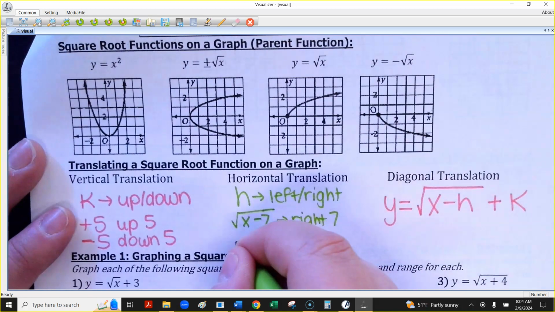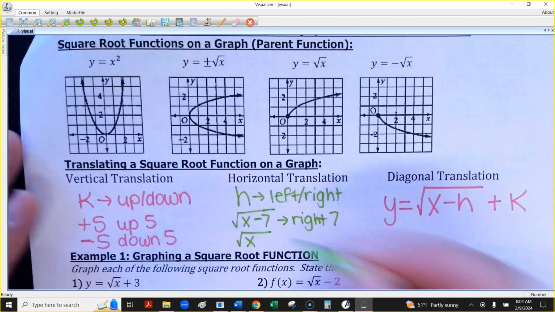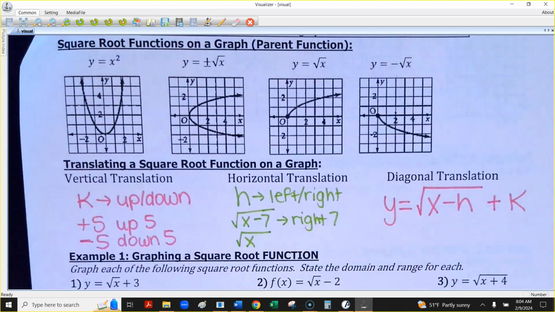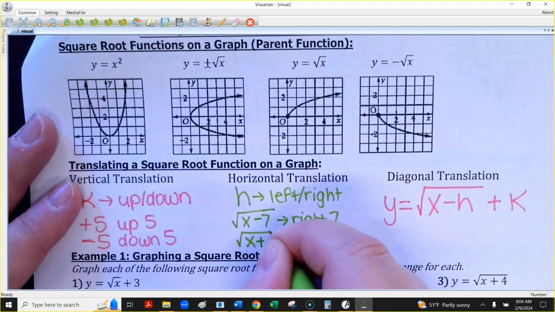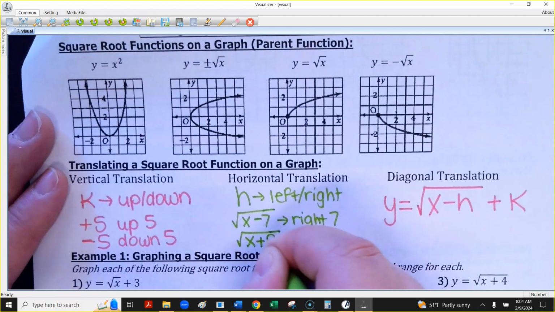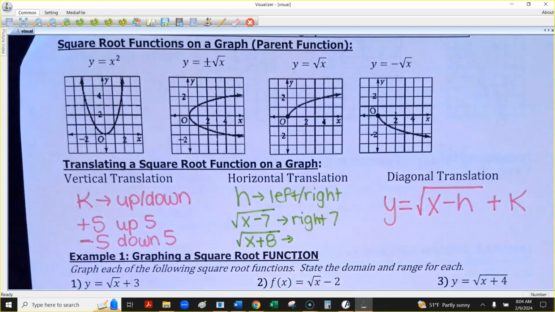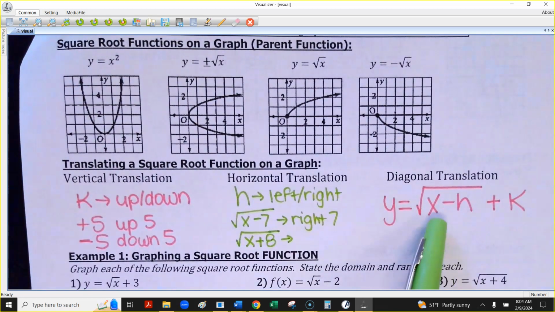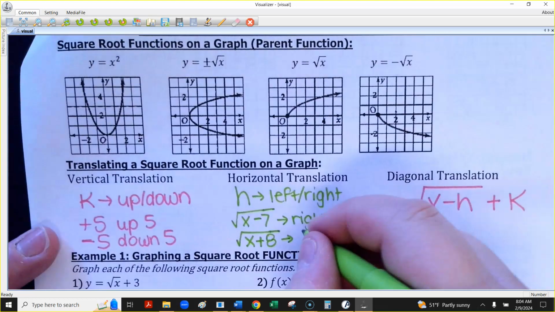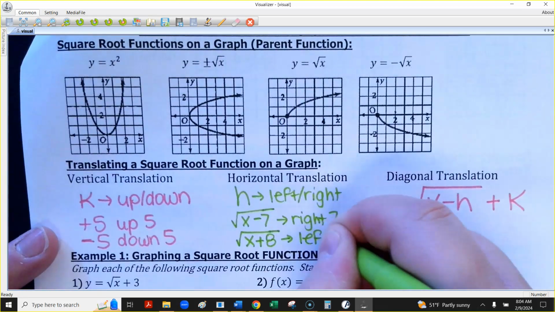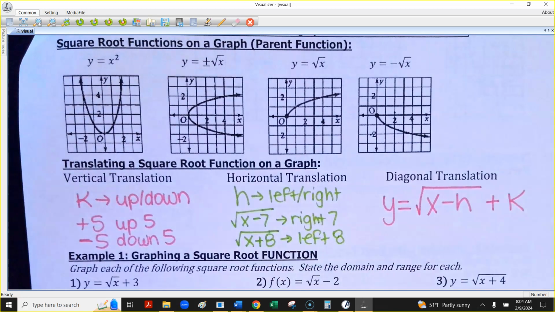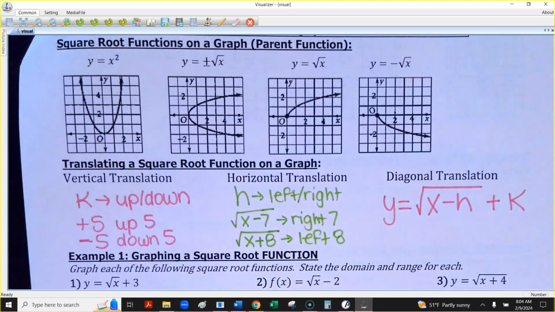And it's because where it sets it equal to 0 is where you're going to start these graphs. So if I had x plus 8, to me that looks like a positive 8. But in the actual formula, it'd be minus a negative to result in having a plus sign there. So this would actually go left 8 units. So inside with the x is going to affect the x coordinate of where you start, and it's going to be the opposite way that you think.